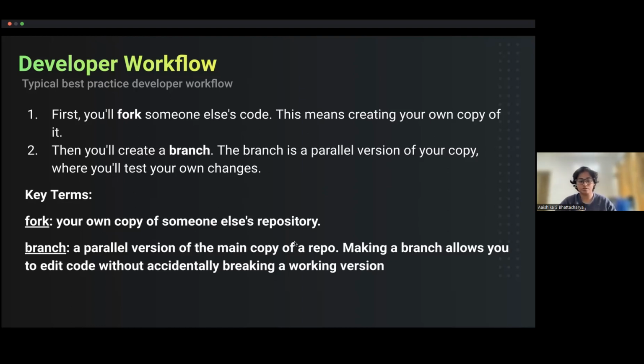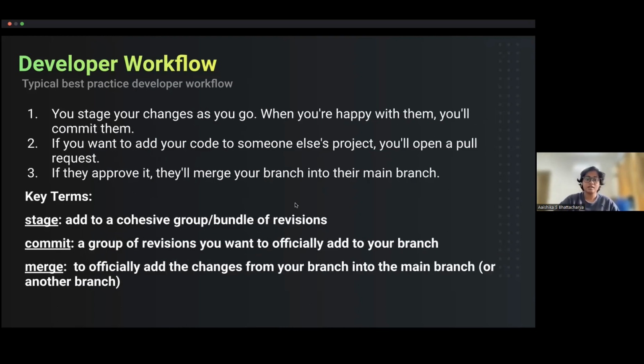I'm going to give you a hands-on session on how you can actually go about the whole thing. And post that, we are going to stage changes as we go. When you're happy with them, you'll basically be committing all of your changes. So to commit is to basically officially add code to your branch. And if you want to add your code to somebody else's project, you'll have to open a pull request. If they approve it, they'll merge your branch into the main branch.